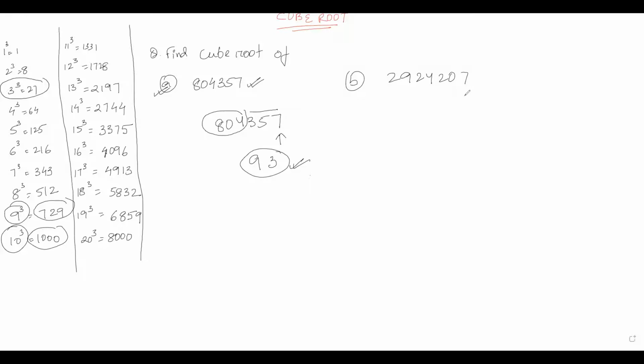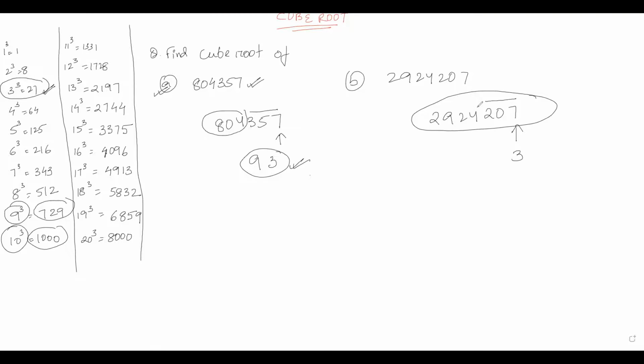The same method can be extended to find the cube root of a 7-digit number. So here the 7-digit number given is 2924207. We can apply the same method to find the cube root. Again, if we take the 3 digits from the right-hand side, this would be 207, and here the unit digit is 7. So I need to find the cube of which number contains the unit digit as 7. Again, 3 cube is 27, so the unit digit of the cube root of this number would be 3.